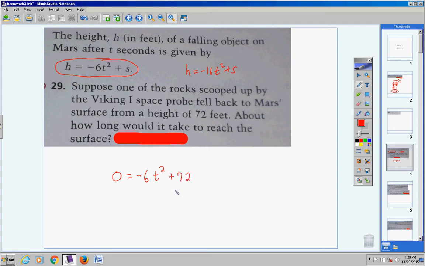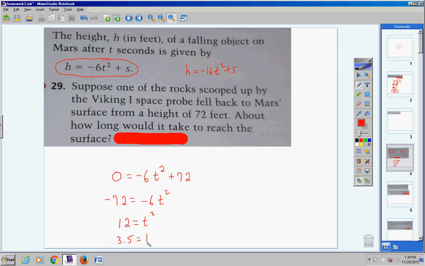There we go. Let's solve the problem. Bring the 72 over, make it a negative 72. Divide both sides by a negative 6. Negative 72 divided by negative 6 is 12. Now take the square root of both sides. The square root of 12, let me grab my calculator real quick. The square root of 12 would be 3.464. I'm going to put 3.5. So the square root of 12 is 3.5.